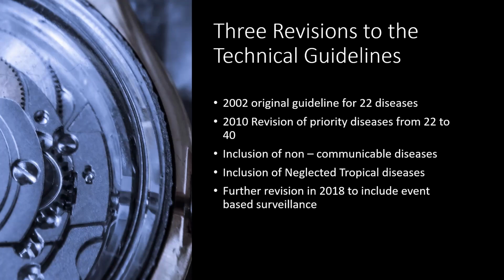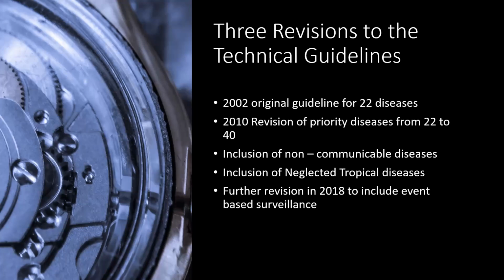There was one in 2002 that said we have 22 diseases. That's the one that the WHO AFRO started with and gave us. So we started using those 22 diseases, and then we revised it from 22 to 40 priority diseases in 2010. I told you earlier that the surveillance is no longer focused only on communicable diseases, but we're also looking at non-communicable diseases, and then we added neglected tropical diseases. And then in 2018, we added event-based surveillance.